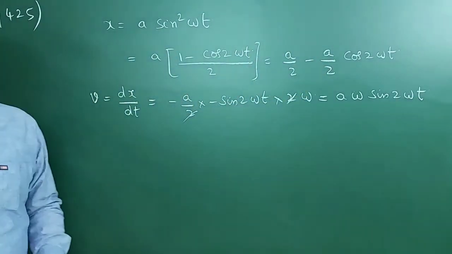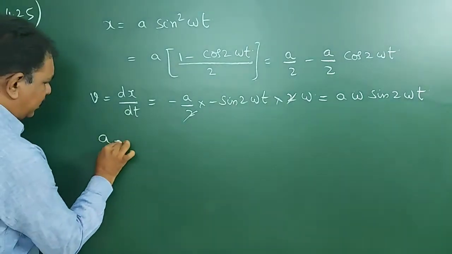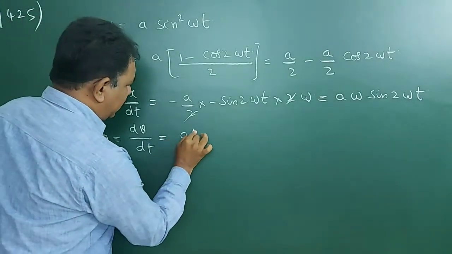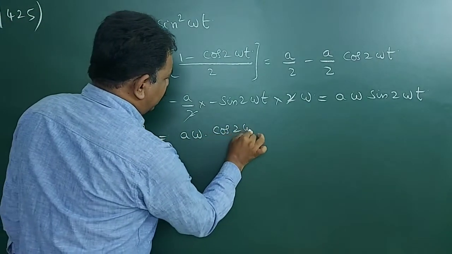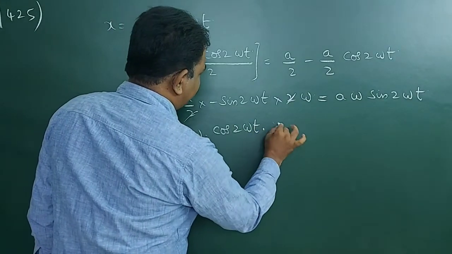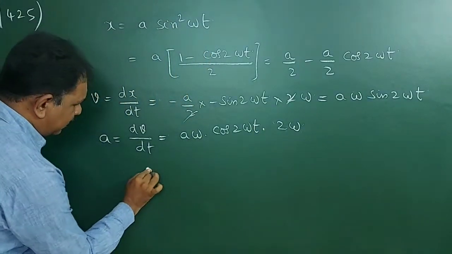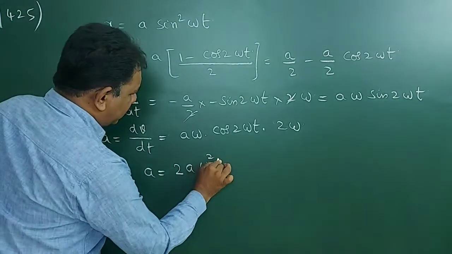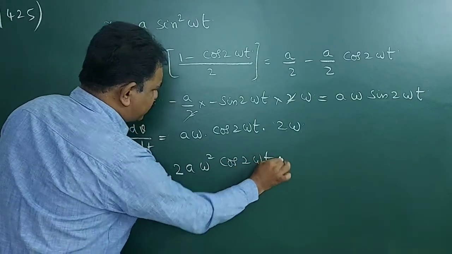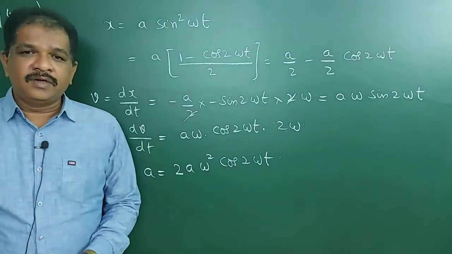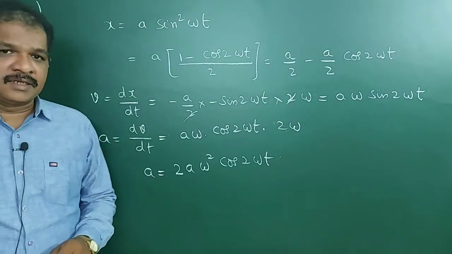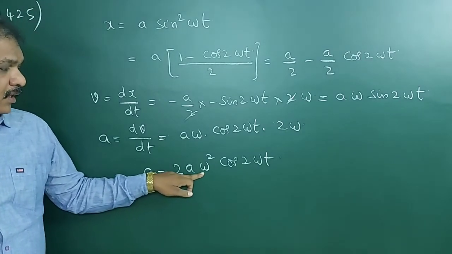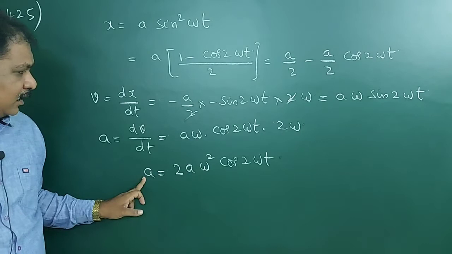That will be velocity. Acceleration, if you write dv by dt, so this will be a omega again, cos 2 omega t into 2 omega. Then a is equal to 2a omega square cos 2 omega t. Actually, acceleration should be proportional to x. That will be the displacement equation. Here omega square is there. So this will be acceleration.